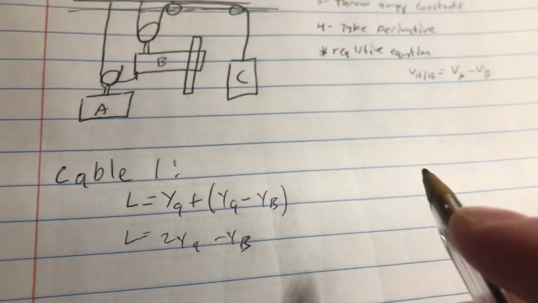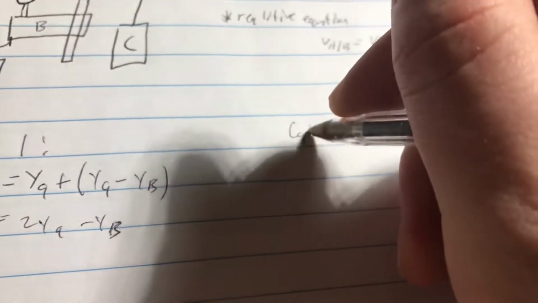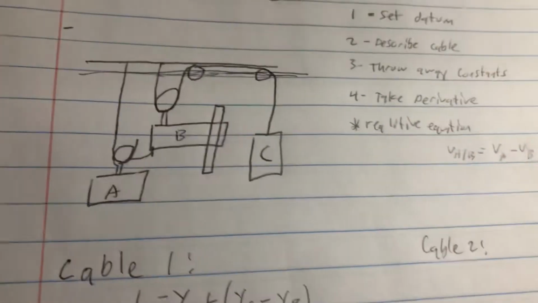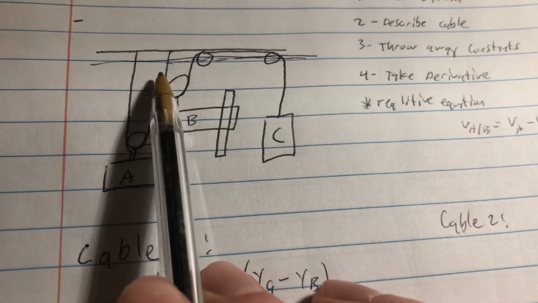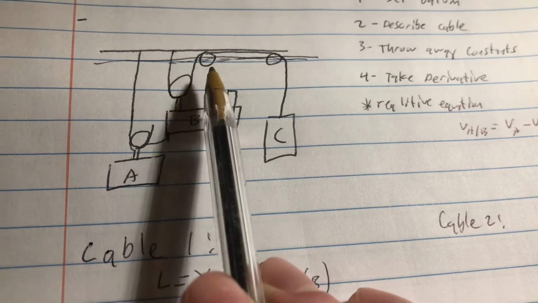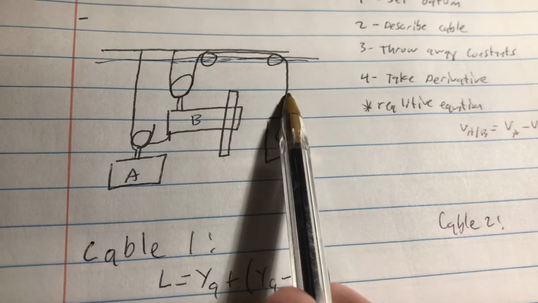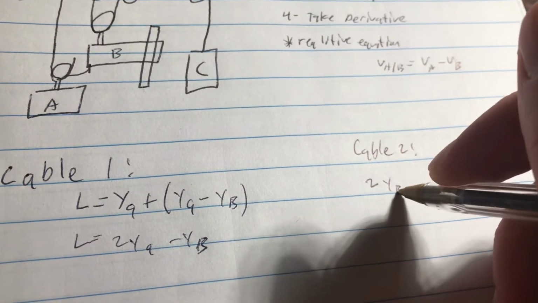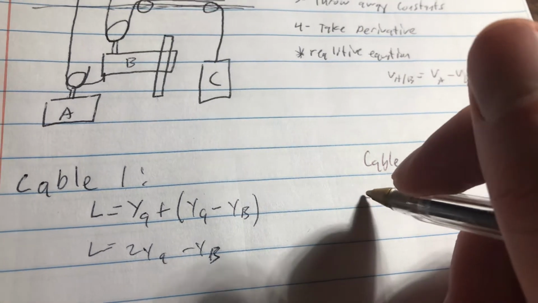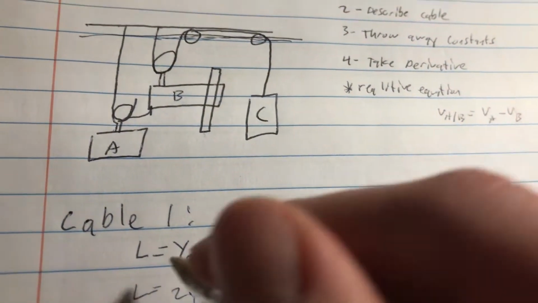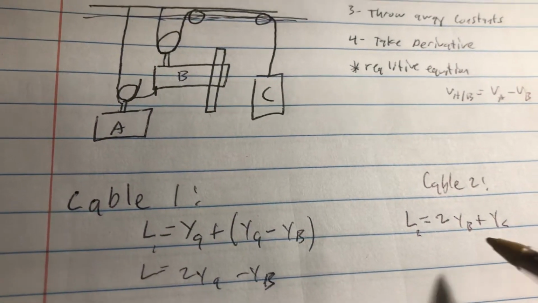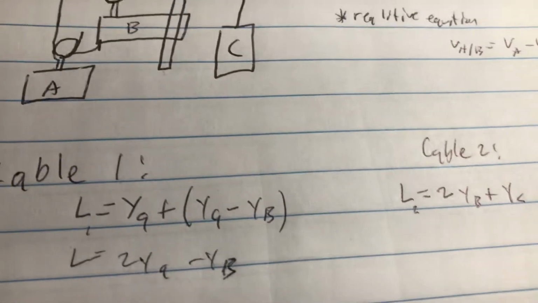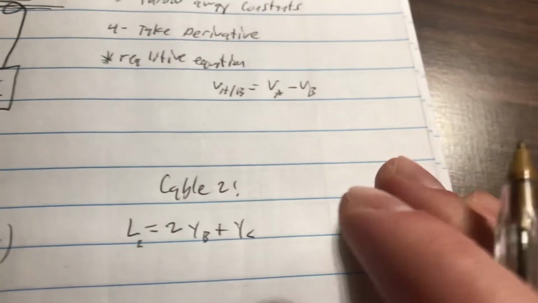Okay, so I can do cable 2 now. Let's just do it fast. This distance is to B, this distance is to B, and this distance is to C. So we got 2YB plus YC equals L. I'm going to put L2 and L1 over there. I don't have to combine that; it's already combined. So what's our next step?